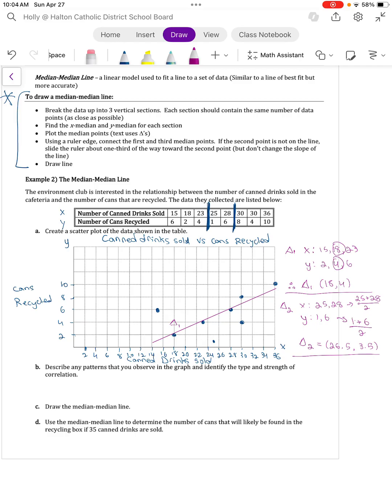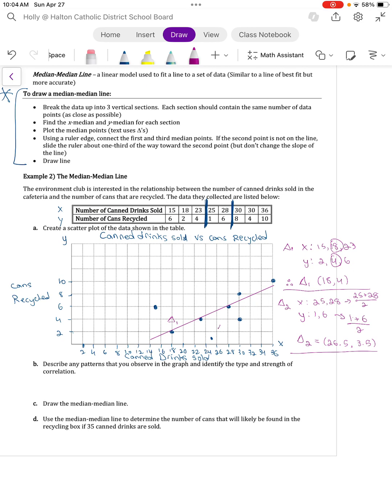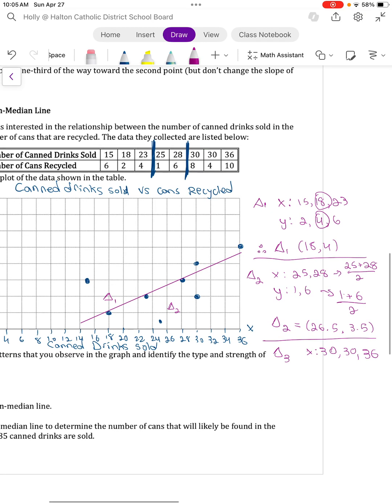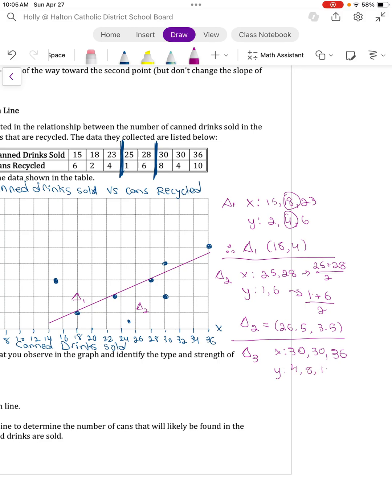So I can plot delta 2: 26.5 and 3.5. Okay, it's approximately there. And for delta 3, my x's in order would be 30, 30, 36. And my y's in order would be 4, 8, 10. So my third median point here is going to be 30 and 8, which is actually on top of that point there.